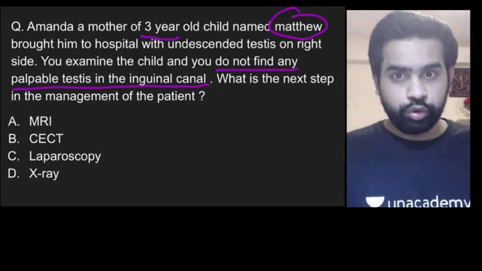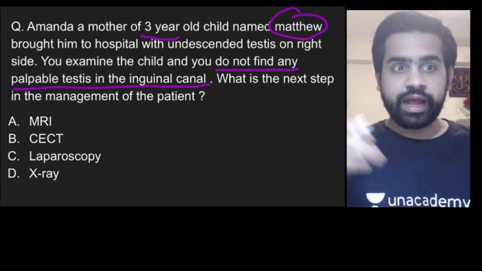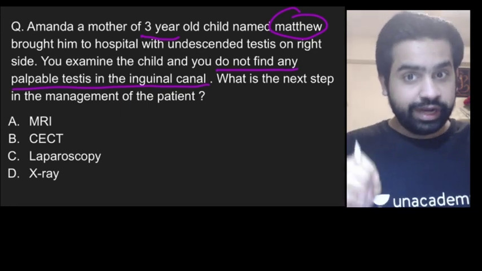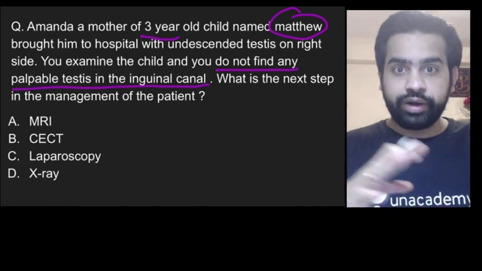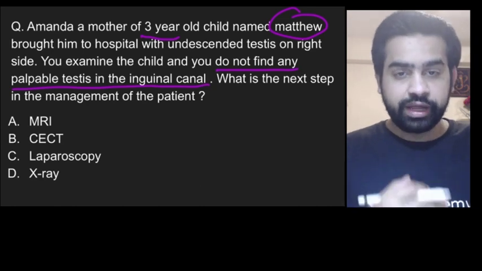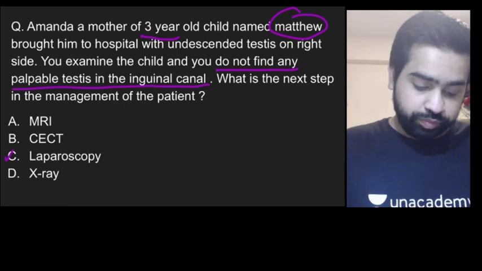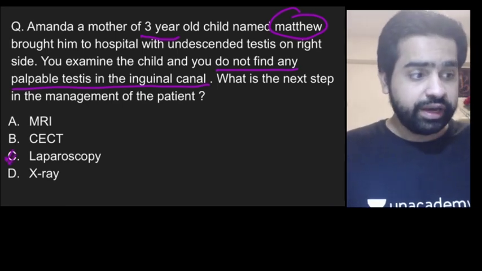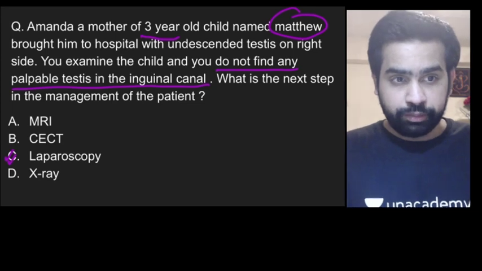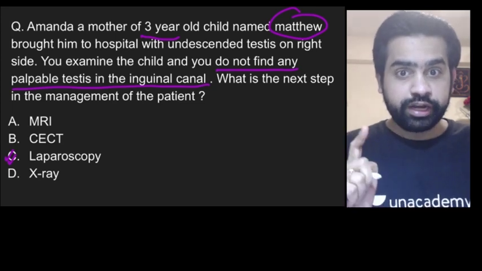So here there is a mother who has brought the child to you. The child is having an undescended testes. You tried to palpate the testes, you were not able to do that. What is the next best step in the management of this particular patient? You will have to go for a laparoscopy. So please understand, the next best step in the management of this particular patient is laparoscopy. I hope you get this particular point.